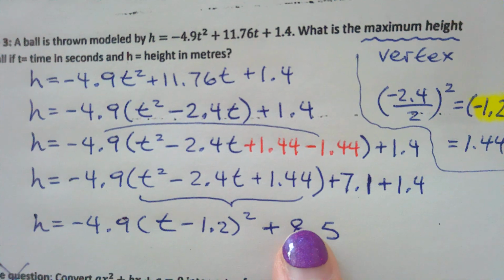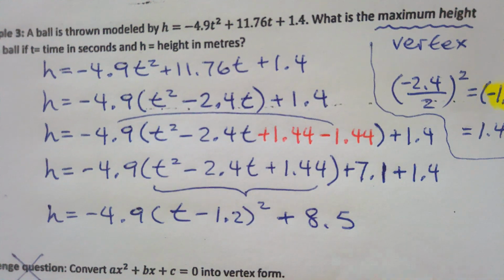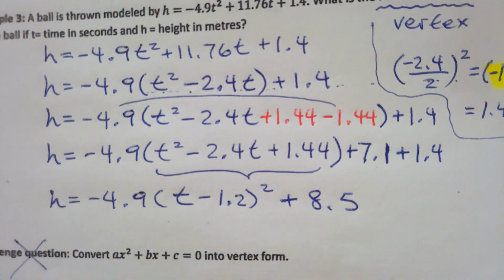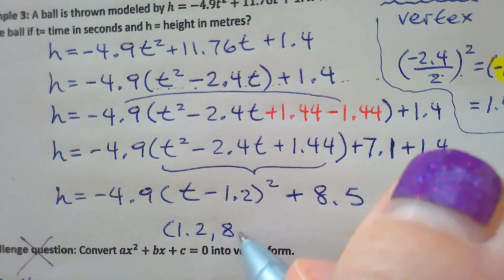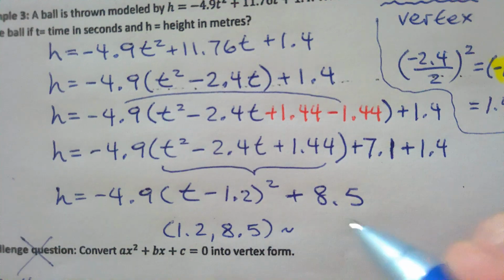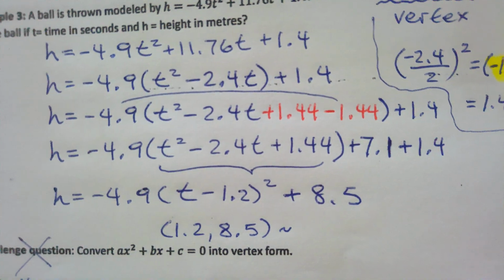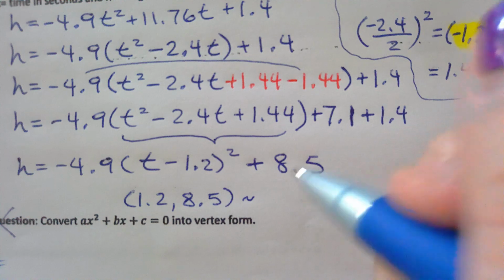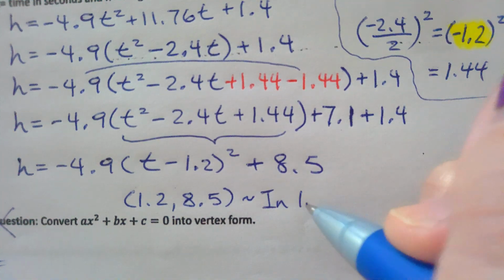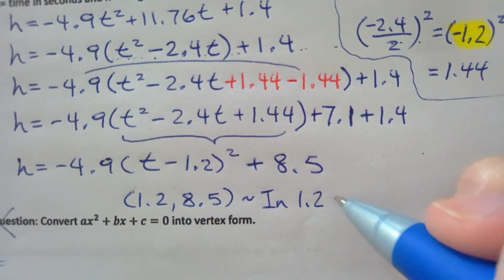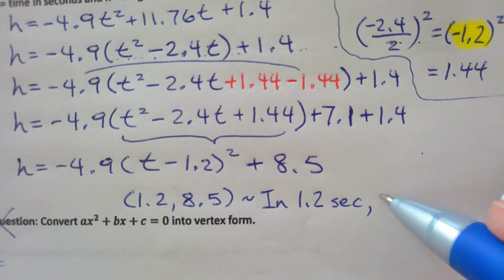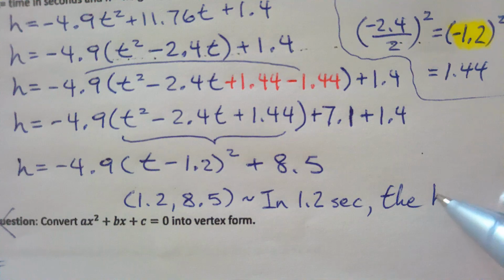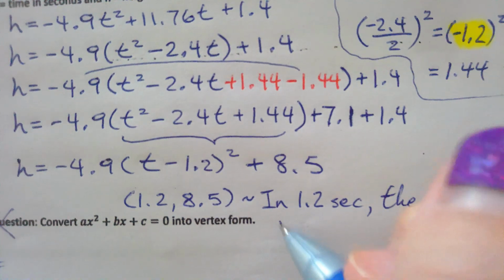Oh, sorry, I forgot to conclude right here. So what is the maximum height? Your vertex is (1.2, 8.5). So if I were to translate this into a complete sentence, what would it be? In 1.2 seconds, the ball reaches 8.5 meters. Right. Good job.